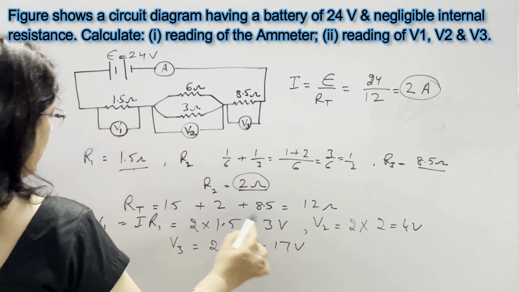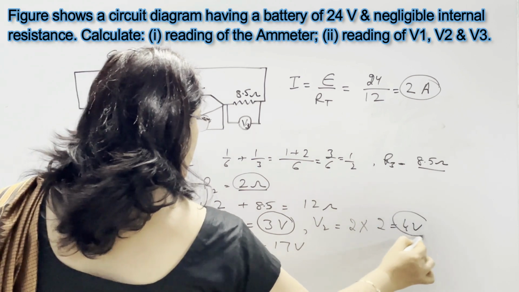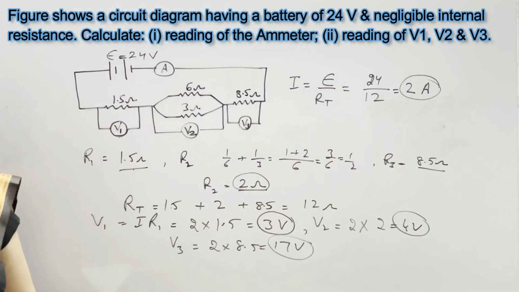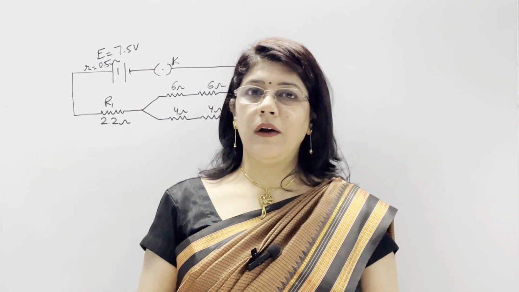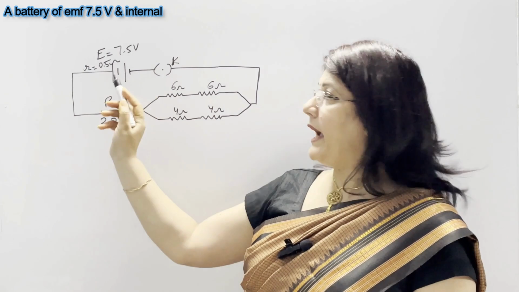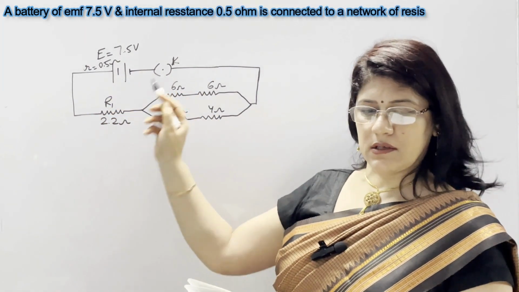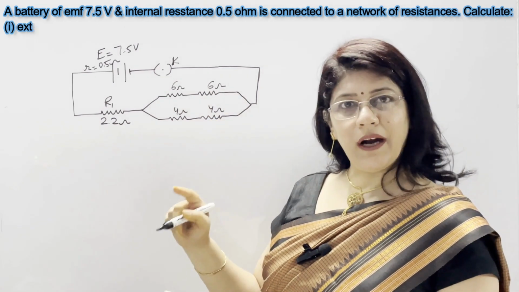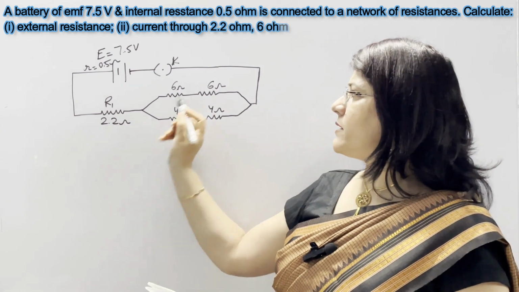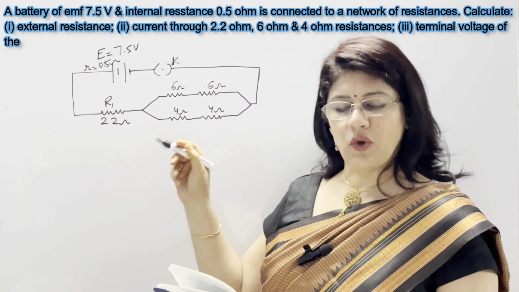So the value of voltage in the first voltmeter is 3 volt, second is 4 volt, third is 17 volt and current in the ammeter is 2 ampere. This is our answer. Our second numerical is: a battery of EMF 7.5 volt and internal resistance 0.5 ohm is connected to a network of resistances. Calculate in the first part the external resistance, in the second part the current through the 2.2 ohm resistor and the 6 ohm and 4 ohm resistances, and then in the third part the terminal voltage of the battery.